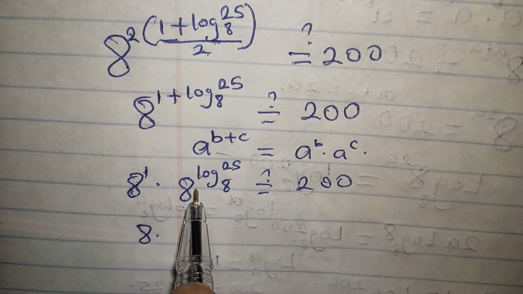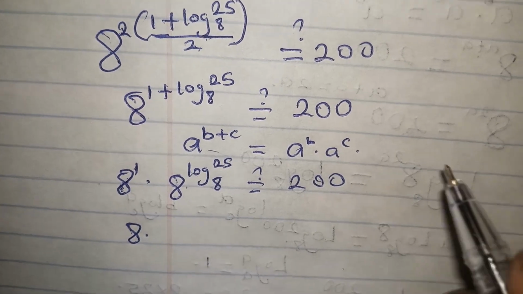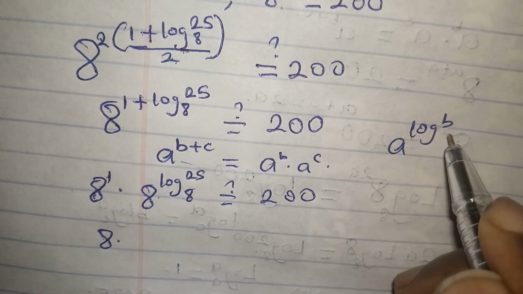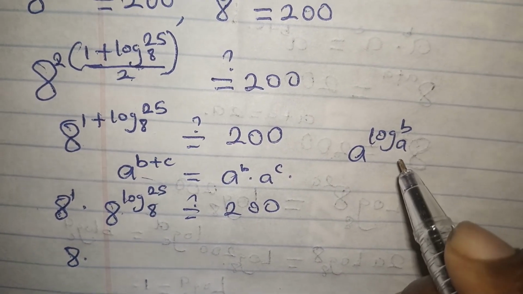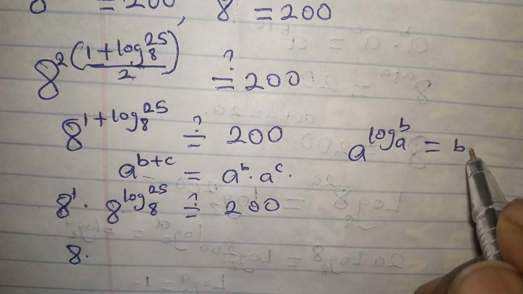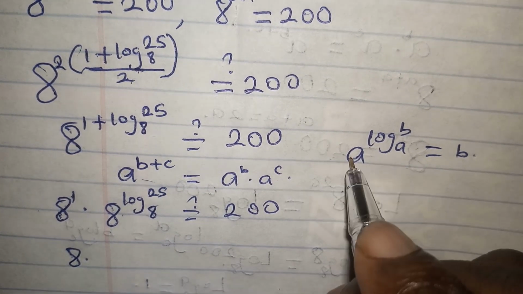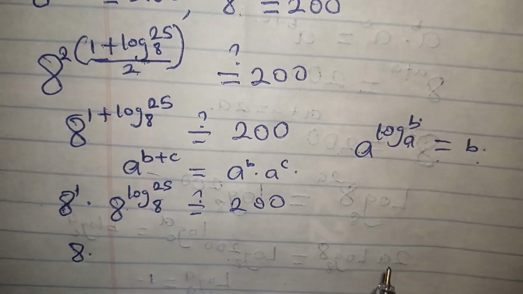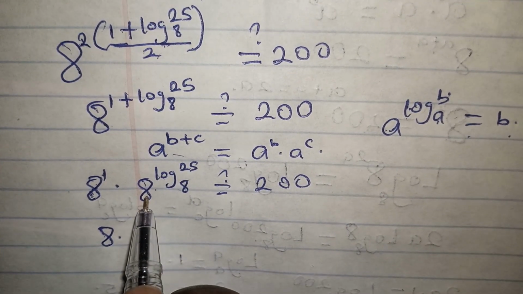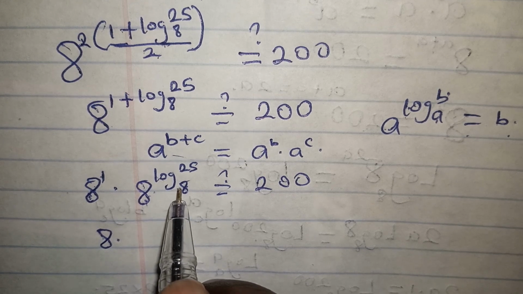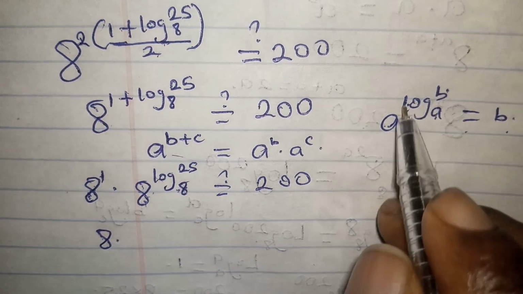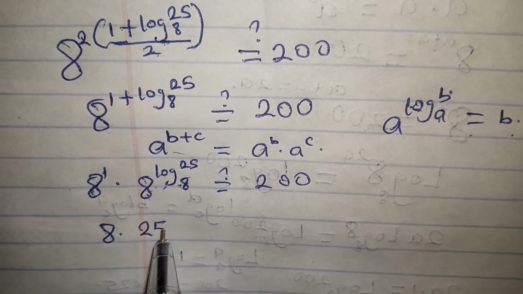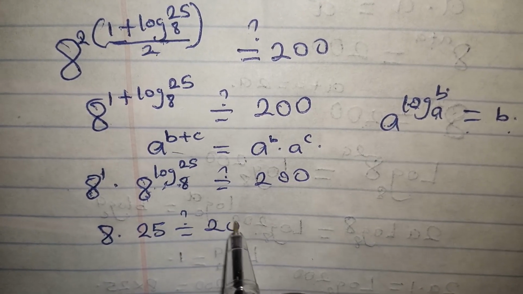At this point we are going to apply a rule which says a to the power of log b to base a is equal to b. If we apply this principle here, we can see that the base and the log base are both 8, so this is true. It becomes 8 times 25 equals 200.